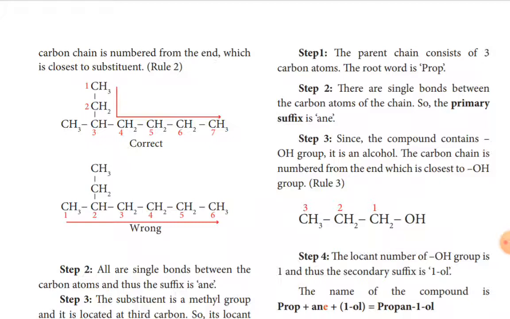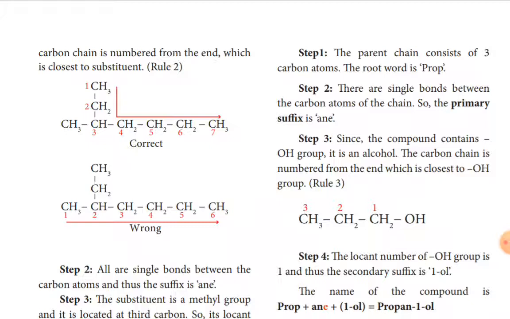7 carbon means, according to Greek numerals, 7 refers to hepta. Hept, H-E-P-T, is the root word. And we have to check, is there any functional group or substituent.